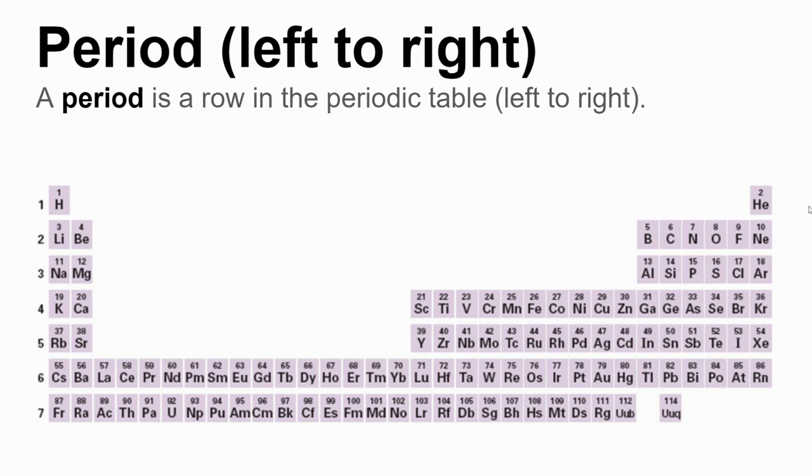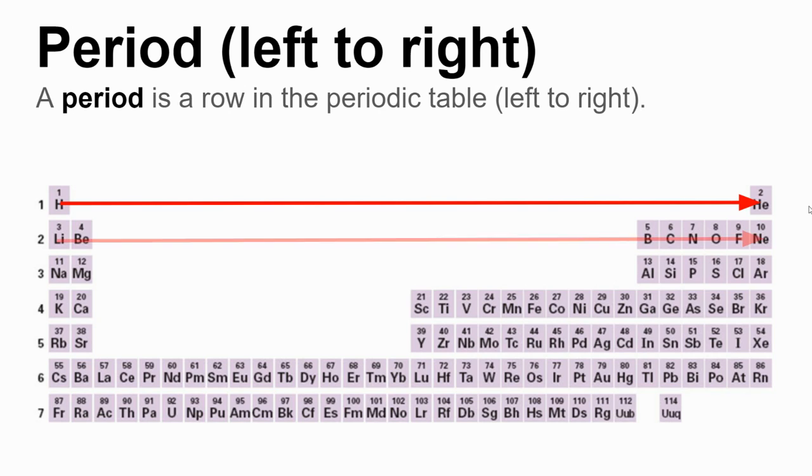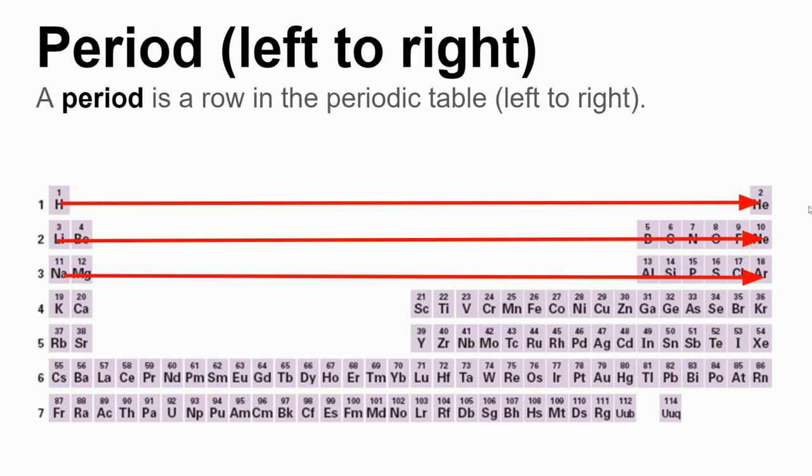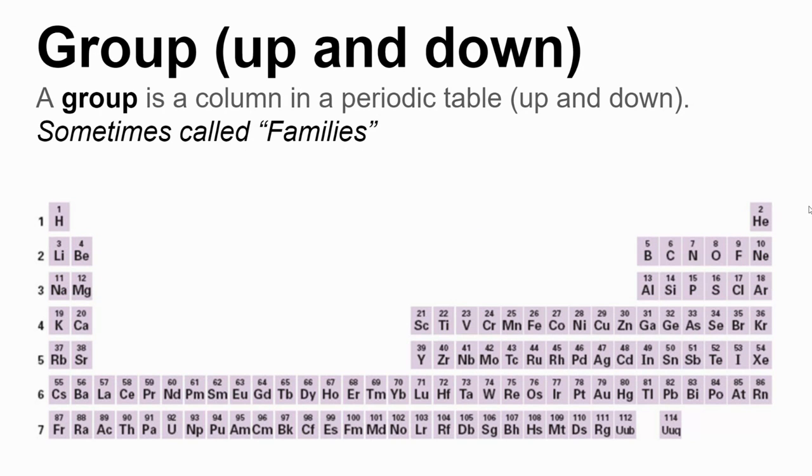The first is called a period, which is a row on the periodic table from left to right, as indicated by these arrows. And you'll see that the first three periods have fewer elements in them than the subsequent periods. You'll also notice the periods correlate with the numbers on the left. So there are a total of 7 periods for the largest elements.